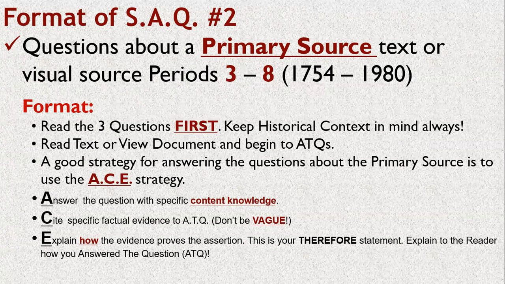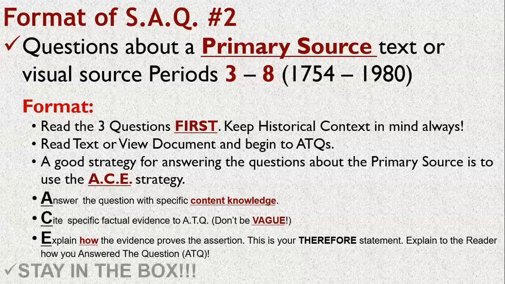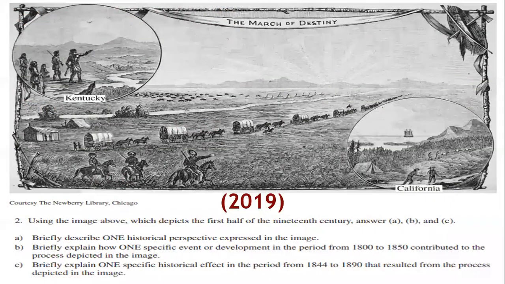I think SAQ number 2 is a little bit easier than SAQ number 1. Okay, because a lot of time it has been content, a lot of time it has been images, not in 2022, but it has been images. Okay, and you're going to use the ACE strategy for this. Okay, making sure you have the therefore statement. So an example of this, of course, stay in the box. An example of this is from 2019. So put it on pause, read through the question.